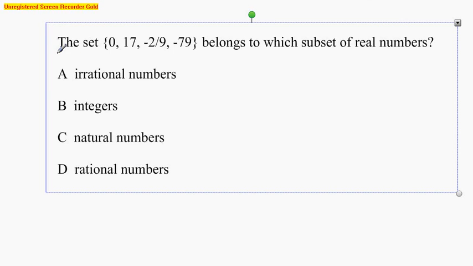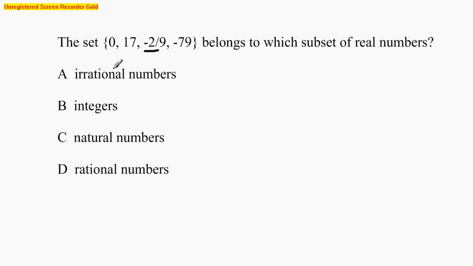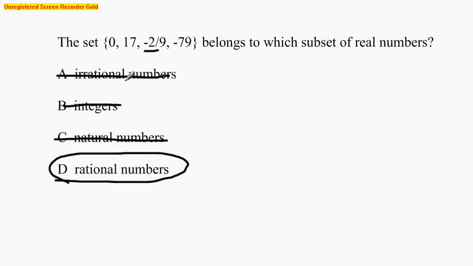All right, so it says here, this is practice one. It says the set 0, 17, negative 2/9, negative 7/9 belongs to which subset of real numbers? And so irrational, right off the bat, I could say, well, irrational numbers can't be written as fractions. I see some fractions there, so it can't be A. Integers, okay, integers, they can be negative. 0 and 17, those are integers, but integers are not fractions, so I can cross out that one. All right, natural numbers can't be negative. And so the last one would be the correct answer, rational, because they are all written as fractions, right?